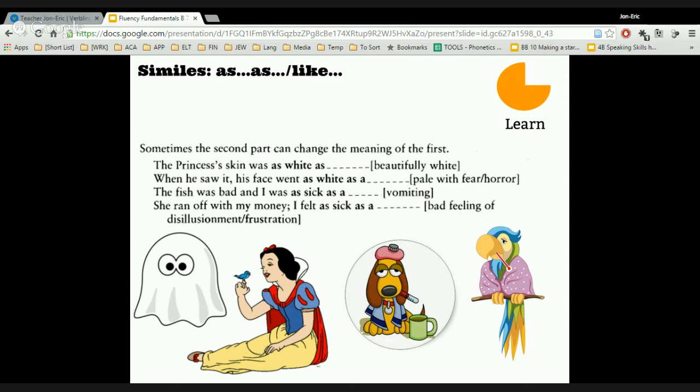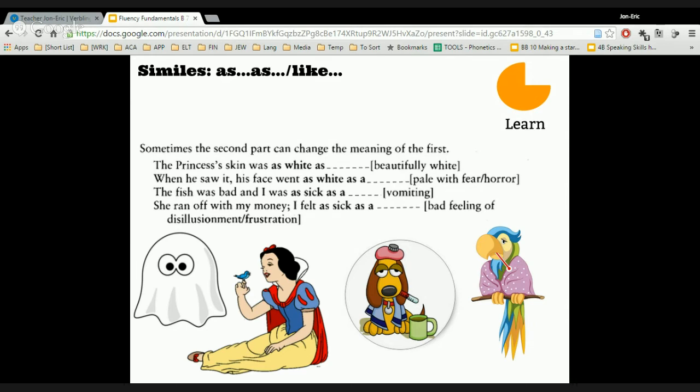The fish was bad. You ate fish and it was bad. I was sick as a... You might not know this one. If you have pets, you know immediately what pet you have to clean up after all the time. They'll eat anything. As a dog? Sick as a dog, because dogs eat anything. They literally eat anything. So they often throw up as a result.